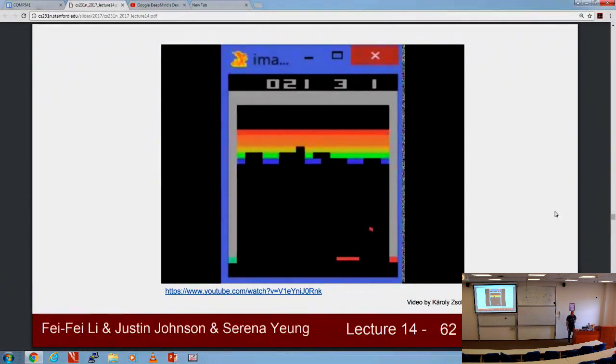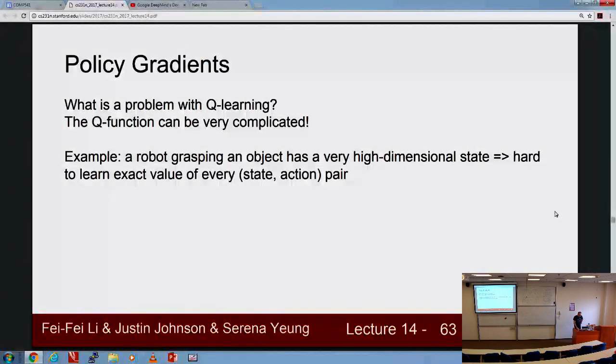Okay. So that was the idea of representing the value function with a neural network. A totally separate idea is representing the policy with a neural network. Okay. Remember what a policy was. A policy is basically a probability distribution of actions given the state.